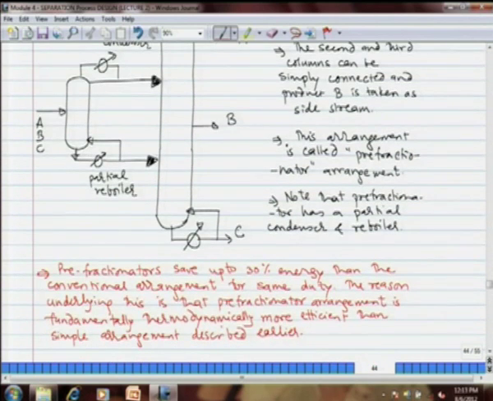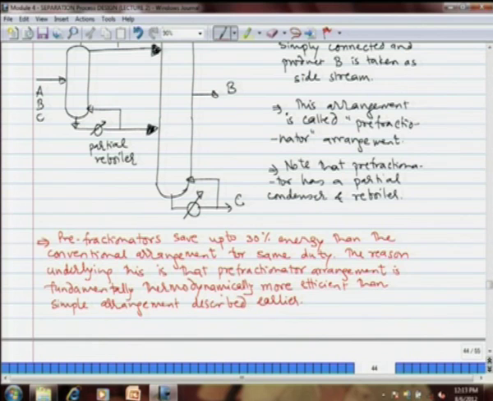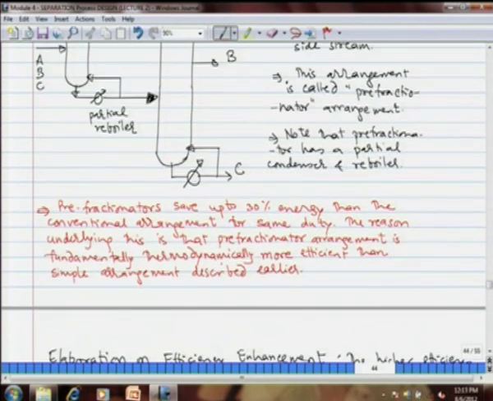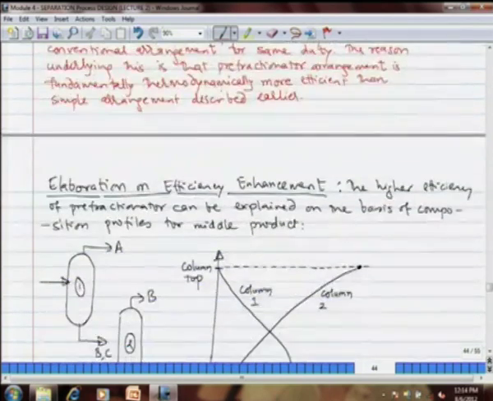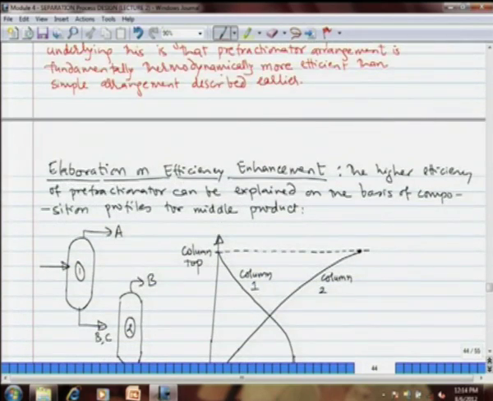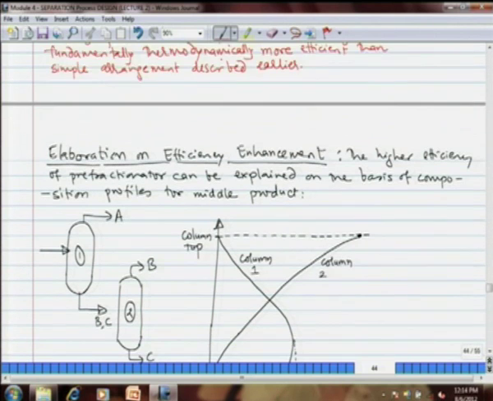Remember that Pre Fractionator has a partial condenser and partial reboiler. These Pre Fractionators are reported to save about 30% of the energy than the conventional arrangement for the same duty. The reason underlying this is that the Pre Fractionator arrangement is fundamentally thermodynamically more efficient than the simple arrangement as described earlier. Now, let us elaborate on this particular thing, how it is thermodynamically more efficient.